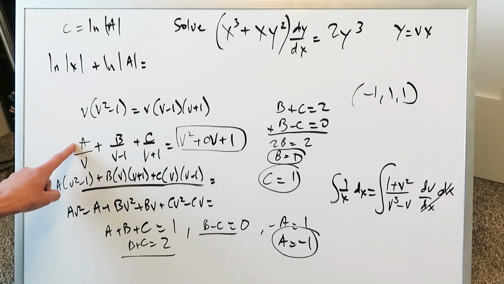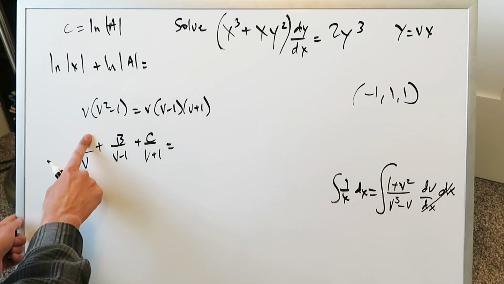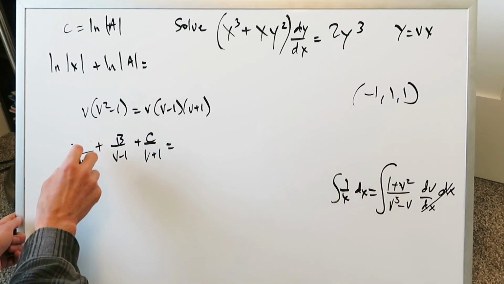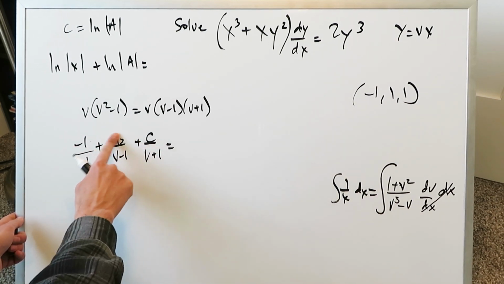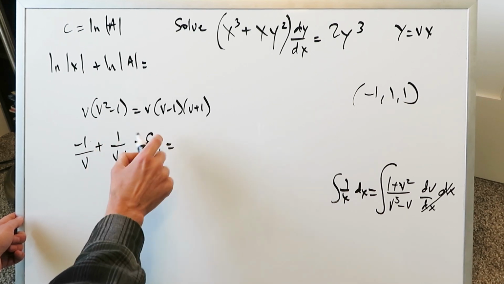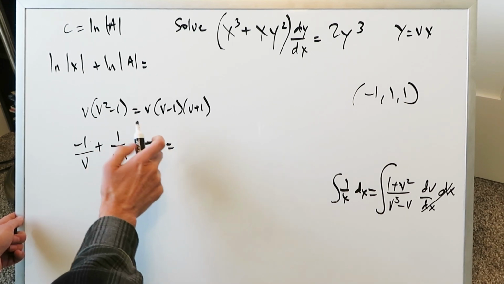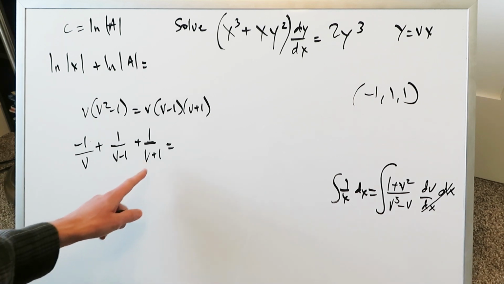All of that now can come right over here, a, b and c, and I'll bring that into play after cleaning out some of this. I know a is equal to minus 1, so I'm going to bring that in right over here. I'll have a minus 1 over v. I know b is equal to 1, so I'll have a 1 over v minus 1. And then c is equal to 1, I have 1 over v plus 1.